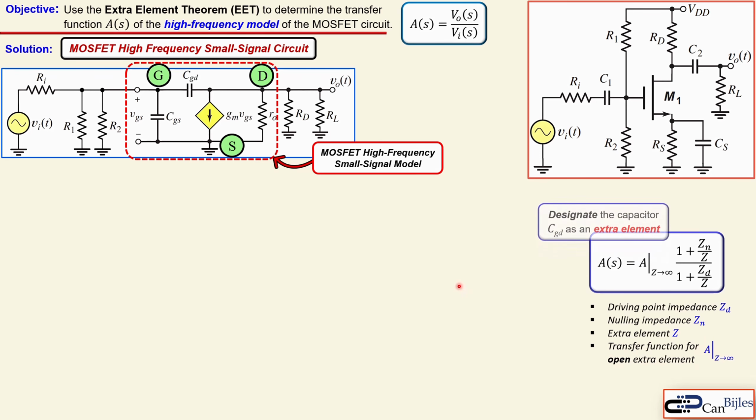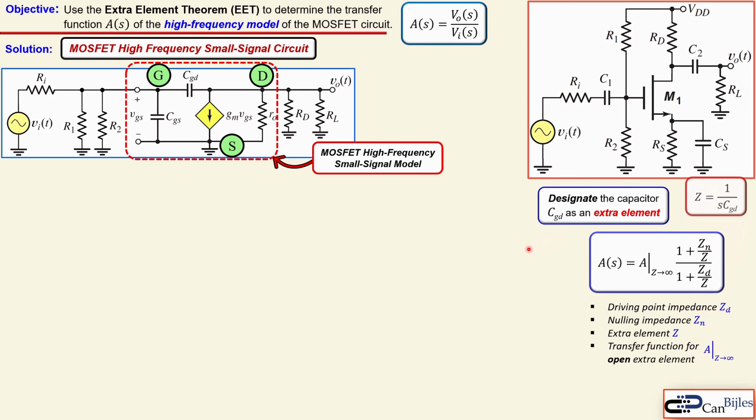In this case, it is more convenient to designate this feedback capacitor as our extra element. So the capacitor CGD will be our extra element, and its impedance Z will be 1 over sCGD. This is the Laplace domain expression. Okay, step 1 is to remove our extra element, in this case the capacitor, and then calculate the voltage gain for that condition, which is calculated in this part of the formula.